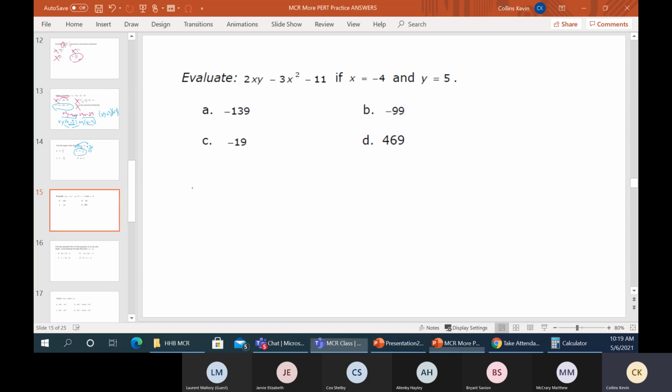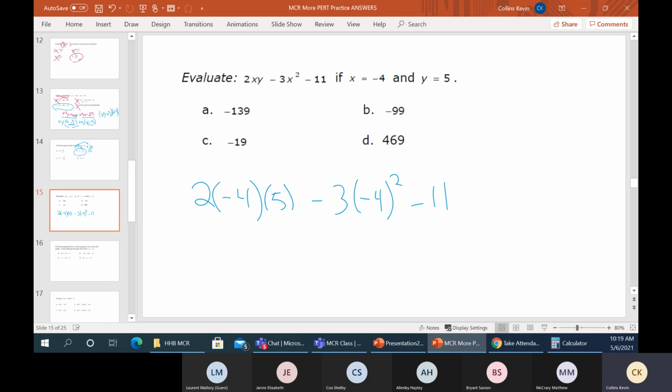All right, so we're going to have 2. Instead of calling it x, we're going to call it minus 4. And then instead of calling it y, we're going to call it 5. Cool. And then we have minus 3. Instead of calling it x squared, we're going to call it minus 4 squared. And then finally just minus 11.